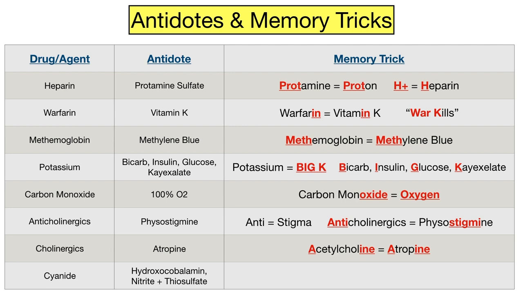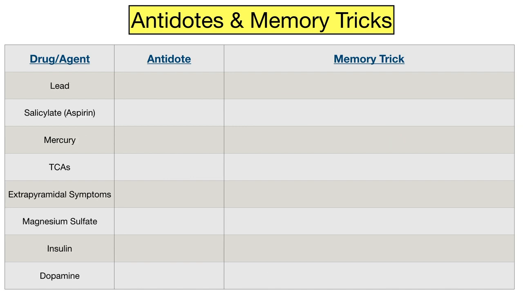The easy way to remember hydroxocobalamin is the letters that make up the word cyanide appear in hydroxocobalamin. You can also remember nitrites using the Ni for nitrites and the Ni in cyanide. We have one final group of antidotes we'll go through.